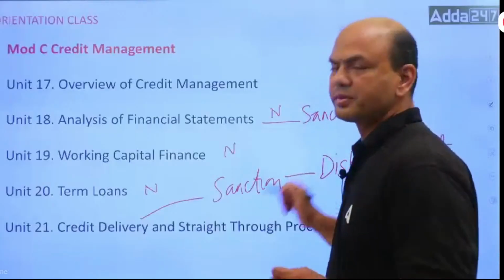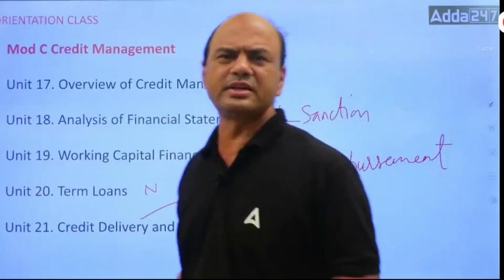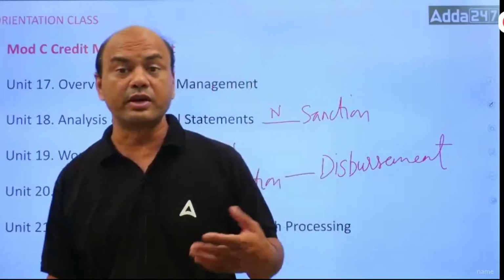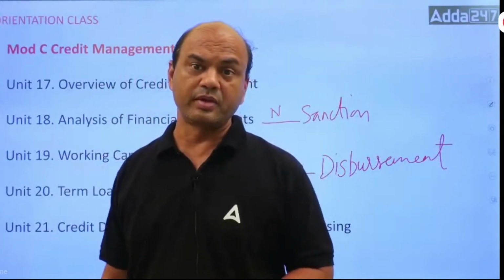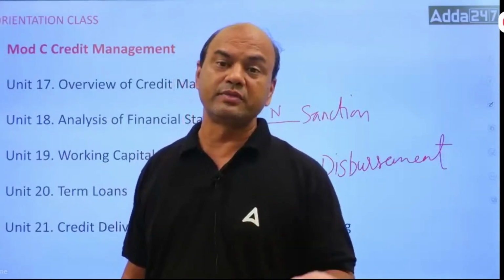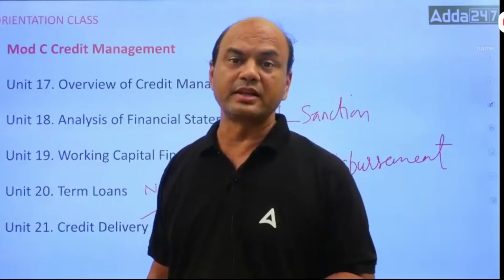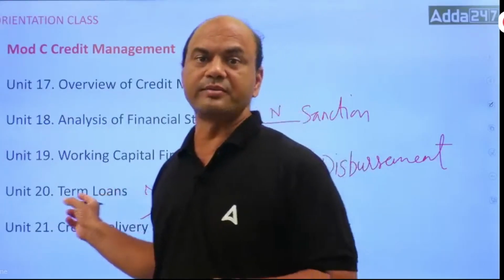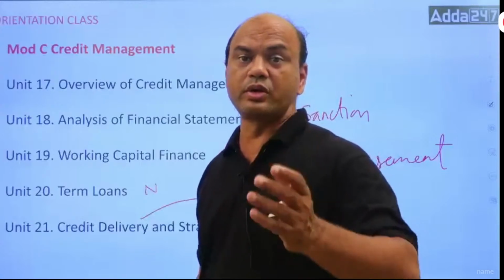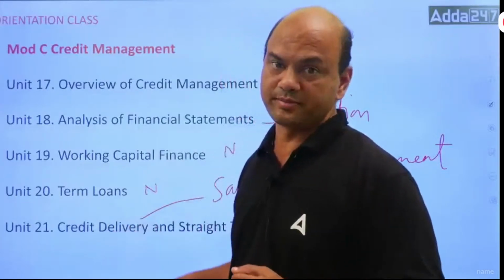What are the documents to be taken? Legal documents are there: promissory note, demand promissory note, letter of continuing security. Okay? Any power of attorney required. Search and valuation report, search and title report, all these are over here. Means related to legal, after sanctioning, whatever has been told in the sanction letter, you have to follow that.